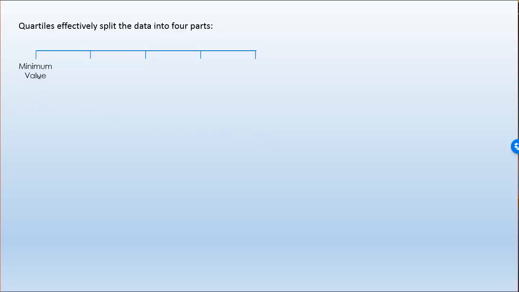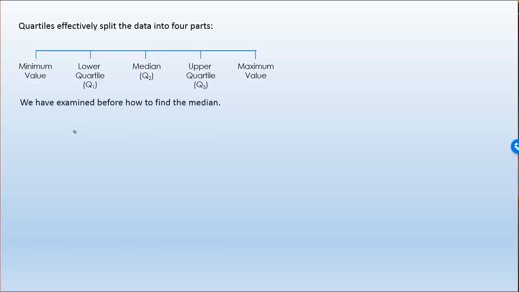This end is the minimum value. Then we have the lower quartile, or Q1, the median, which we know about, Q2, it's also known as quartile 2, the upper quartile, or quartile 3, and then the maximum data value. We have examined before how to find the median. We're now going to look at quartiles.